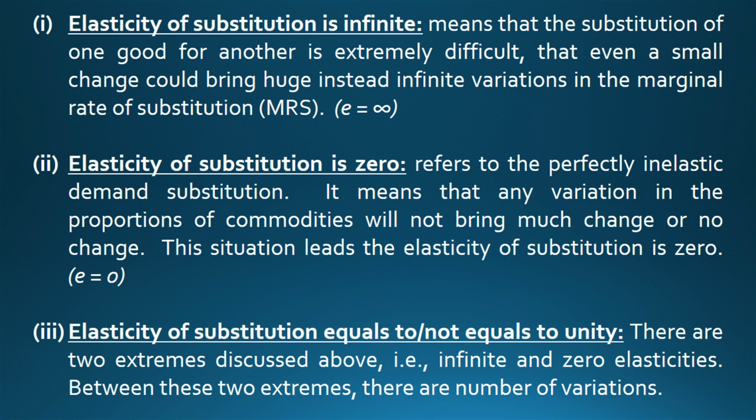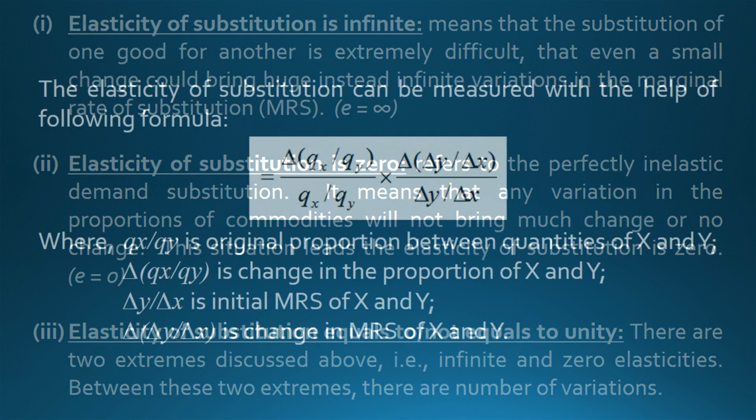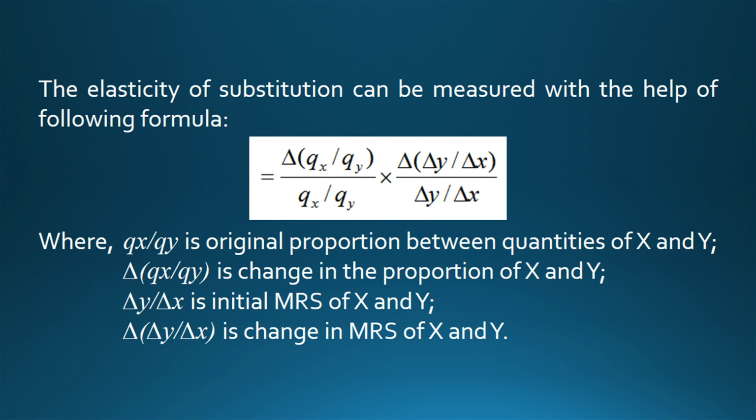E equals 0. 3. Elasticity of substitution equals or not equals to unity. There are two extremes discussed above, that is, infinite and zero elasticities. Between these two extremes, there are a number of variations. The elasticity of substitution can be measured with the help of the following formula: delta Qx over Qy divided by Qx over Qy, multiplied by delta y over delta x divided by delta y over delta x, where Qx over Qy is the original proportion between quantities of x and y. Delta Qx over Qy is the change in the proportion of x and y. Delta y over delta x is the initial MRS of x and y. Delta y over delta x is the change in MRS of x and y.